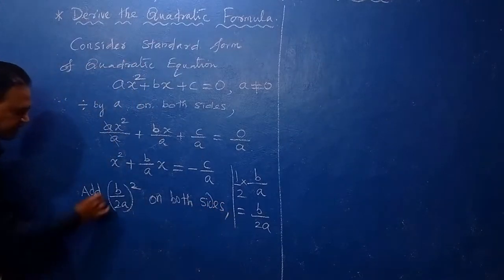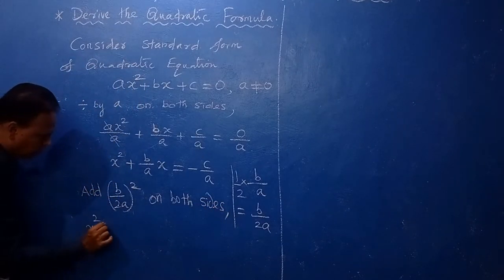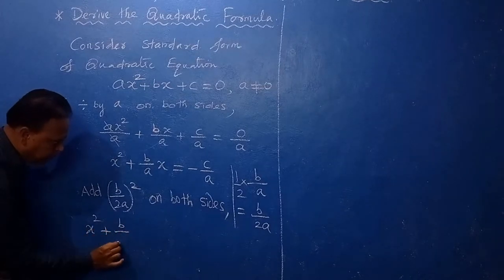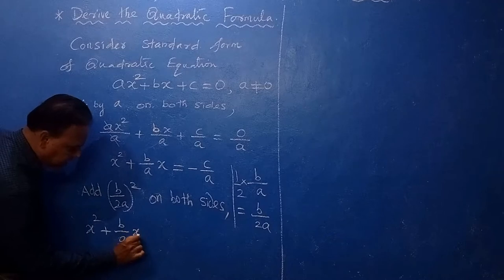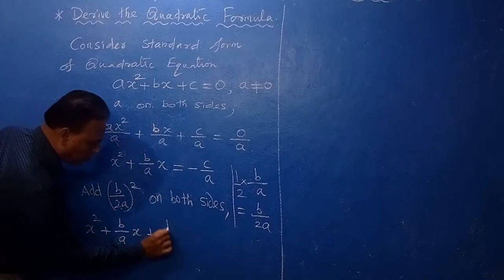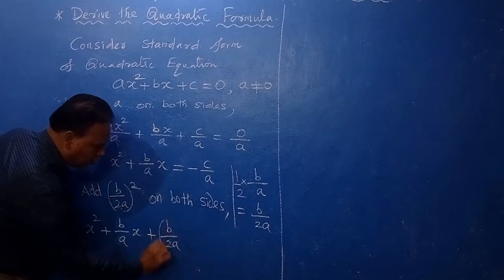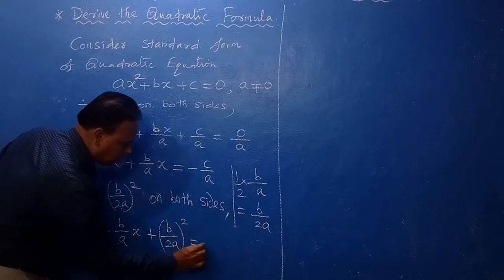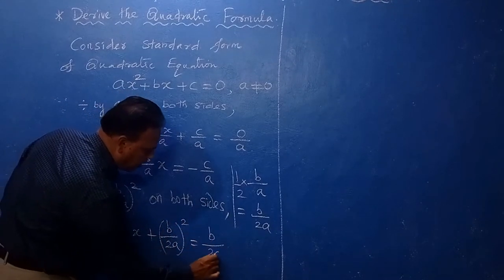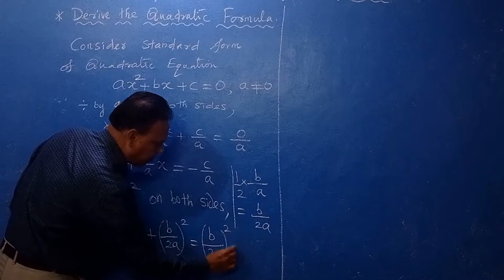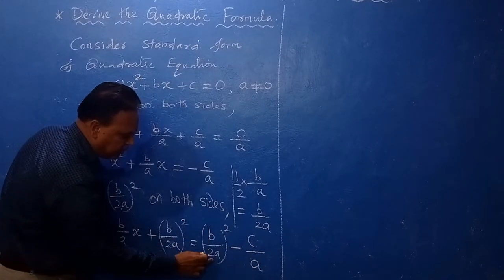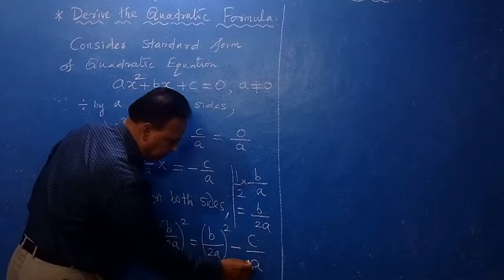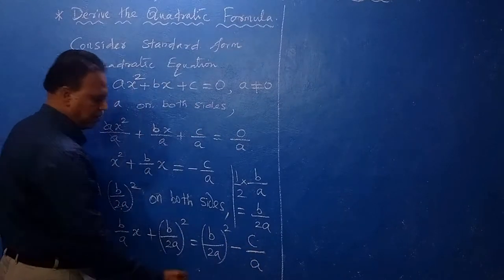On both sides we get x squared plus b by a x plus b by 2a the whole squared is equal to b by 2a the whole squared minus c by a. For our convenience, first you write b by 2a whole squared, minus c by a.